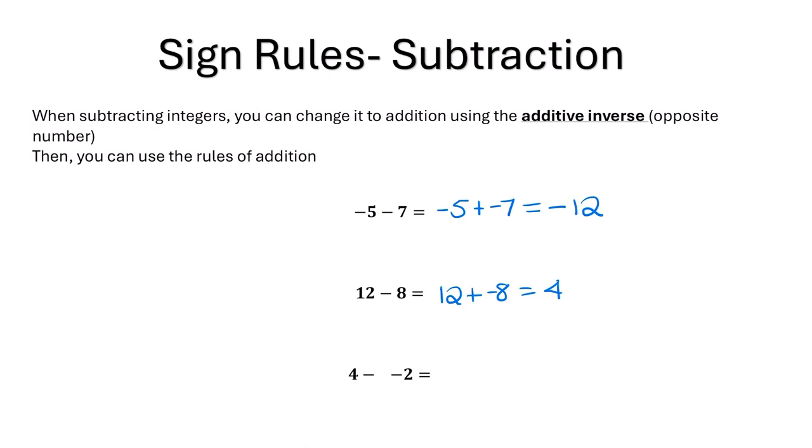If we have 4 minus negative 2, I can change it into a 4 plus positive 2, right? Because when we change it to addition, we switch the sign. And so now I'm just adding together two positive numbers, so I just have 4 plus 2, which is 6.